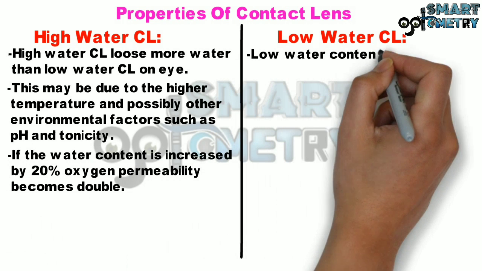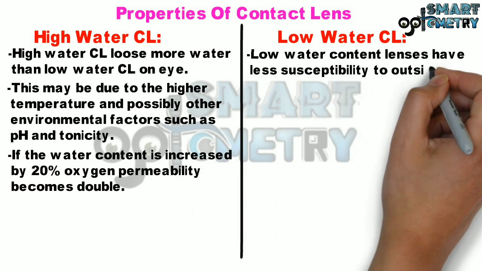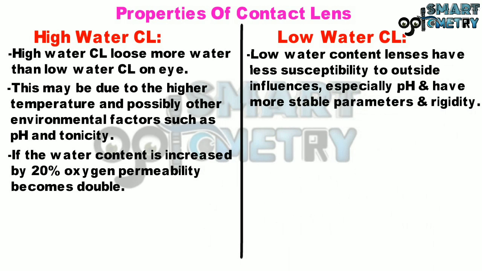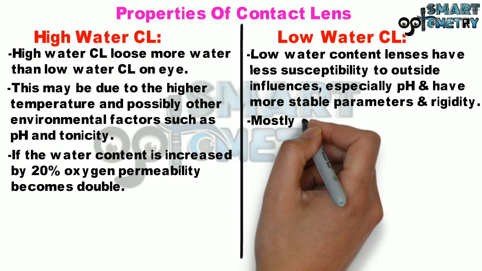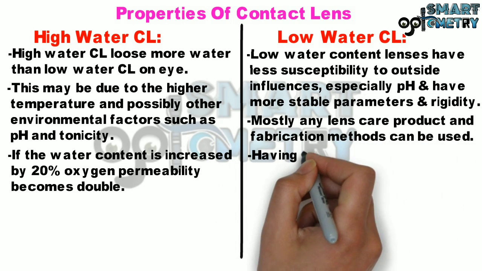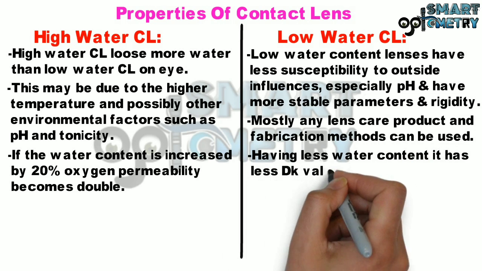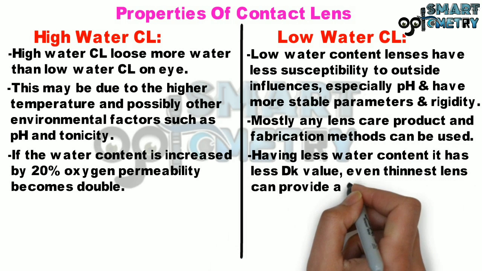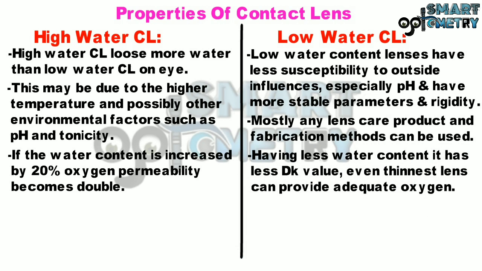Low water content lenses have less susceptibility to outside influences, especially pH, and have more stable parameters and rigidity. Mostly, any lens care product and fabrication method can be used. Having less water content, it has less decay value, but even the thinnest lens can provide adequate oxygen.